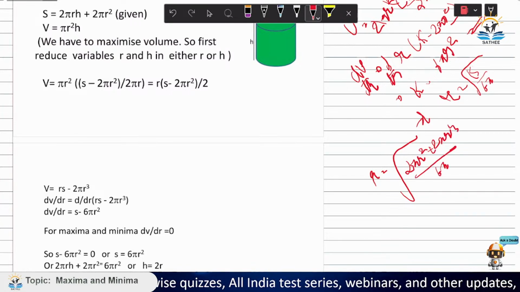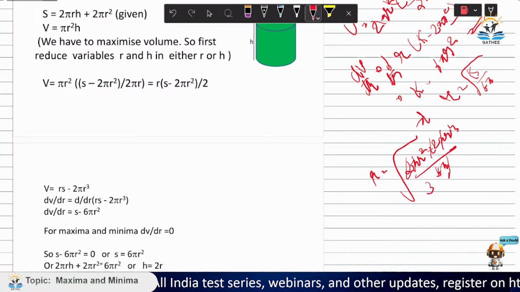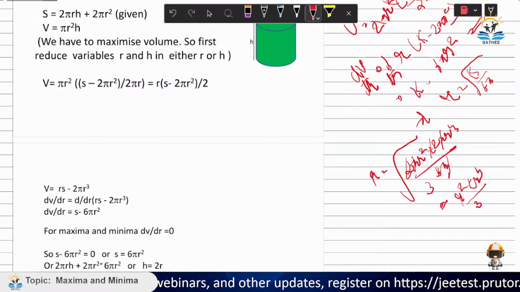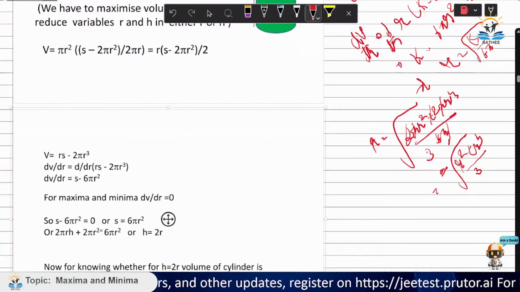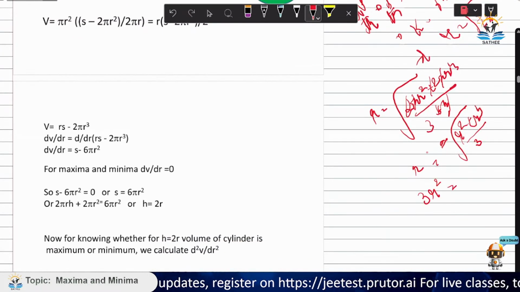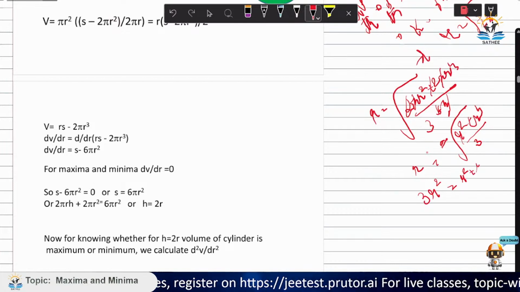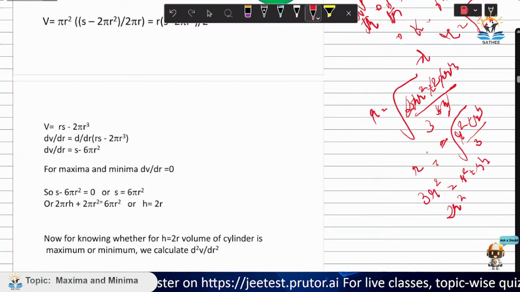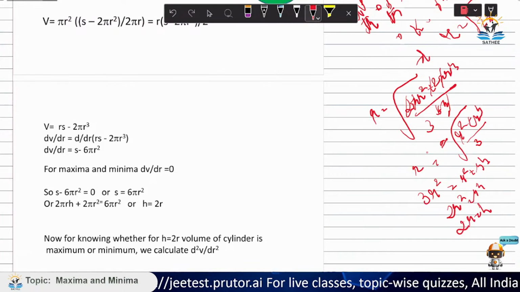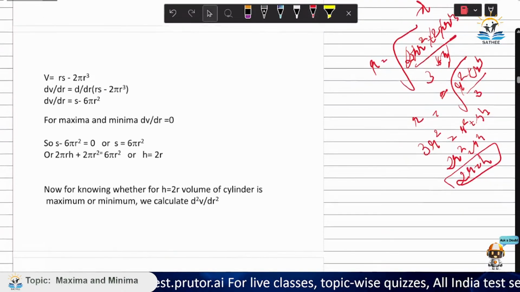And this is by 6 pi. So we'll cancel out the pi, we'll cancel out the 2 factor. So we are left with R square plus RH by 3 root is equals to R. So it is 3R square is equals to R square plus RH, 2R square is equals to RH, 2R is equals to H. Oh, sorry, yeah, it is 2R is equals to H.